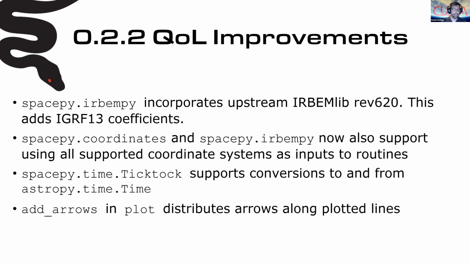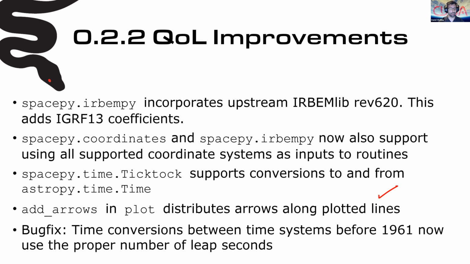Here's something that I find really motivating. We have a new convenience function in plot called add_arrows that allows you to add arrows to lines. So how many times have you wanted to plot a streamline in Matplotlib and distribute some arrows along it, or a magnetic field line, just to indicate direction? That's now a one-liner inside of plot that you can take advantage of.